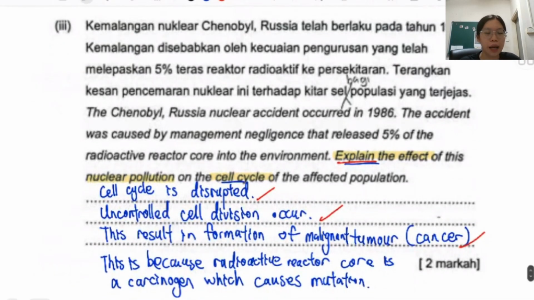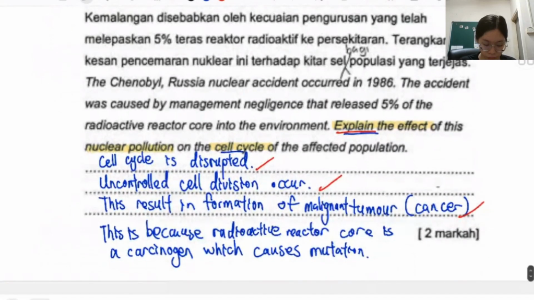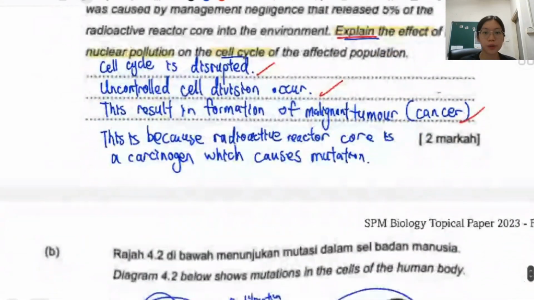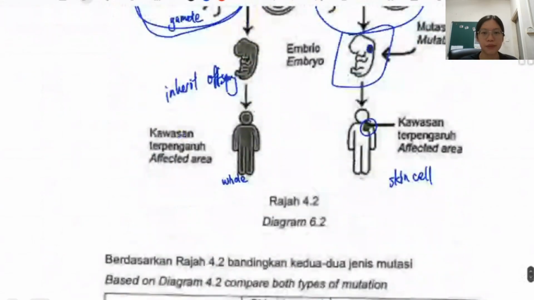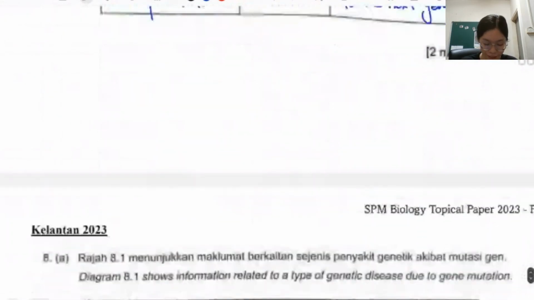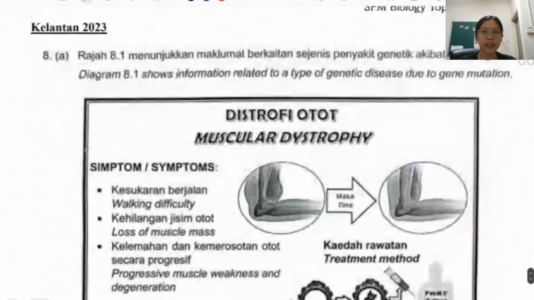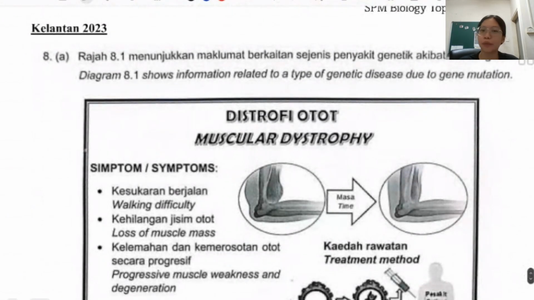And the third one, the last one, is actually explaining why. It's because the radioactive reactor core is a carcinogen which causes mutation. Alright, moving on to the next question right here. Yeah, it's the same thing as what I mentioned previously. This one is actually more of a factor demand, but I just put it here.